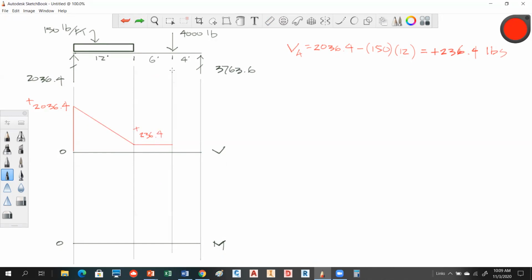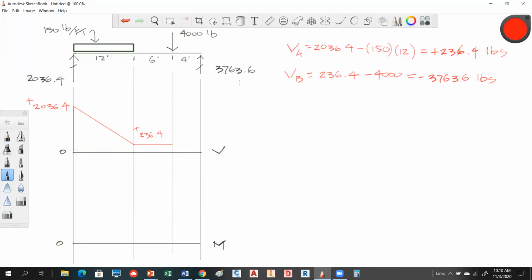Now, when we hit this, it's going to drop. So we're going to get the point B, we're going to have 236.4 minus what? 4,000 pounds, right? And that gives us a negative 3763.6 pounds. You guys seeing that? Yep. Is it important that that number came out to be that?